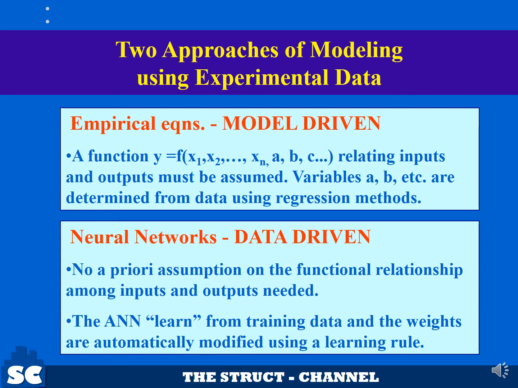As discussed earlier, there are two approaches in modeling. The model-driven, where empirical equations are derived using regression, and data-driven, using ANN. In ANN modeling, we need to define the architecture or number of nodes and determine the weights by using training data.